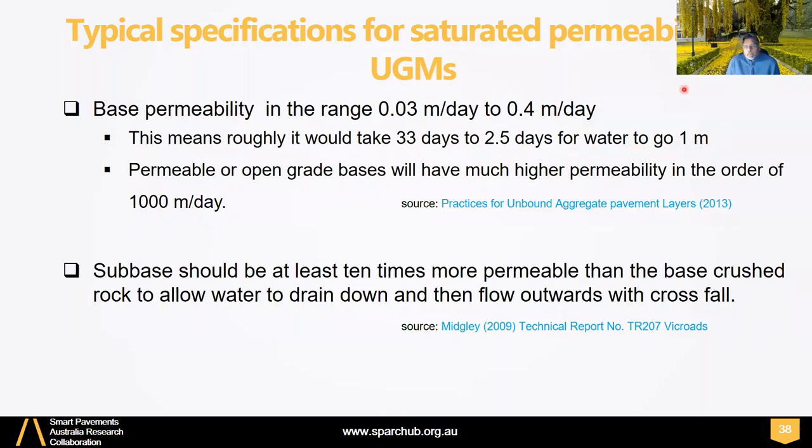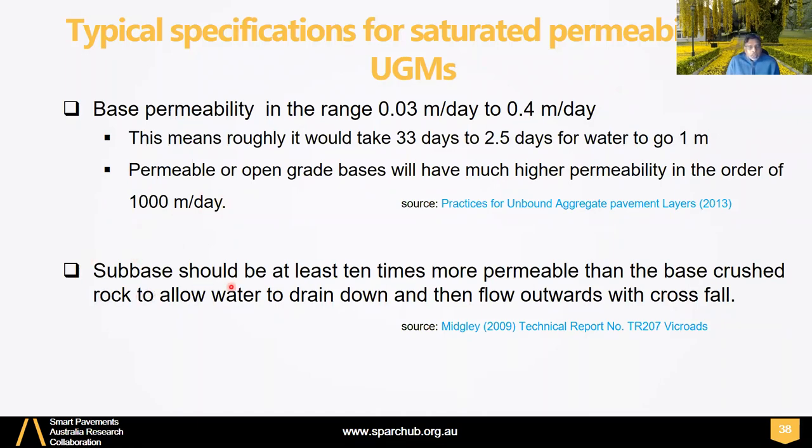For example, if the pavement is flooded with water on top of it, and the seal is fairly competent, for water to come from the lateral sides it might take this kind of time. So permeability is low. But permeability in UGMs can go very high also, 1,000 meters per day, and they may be used for more open-graded bases with permeable bases for specific designs, so water passes through and is then collected and removed.